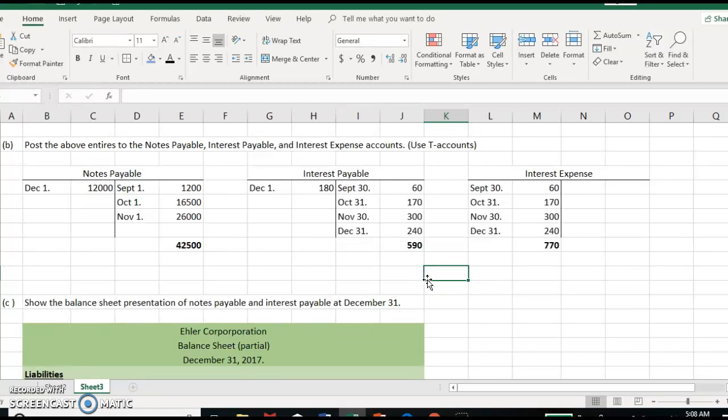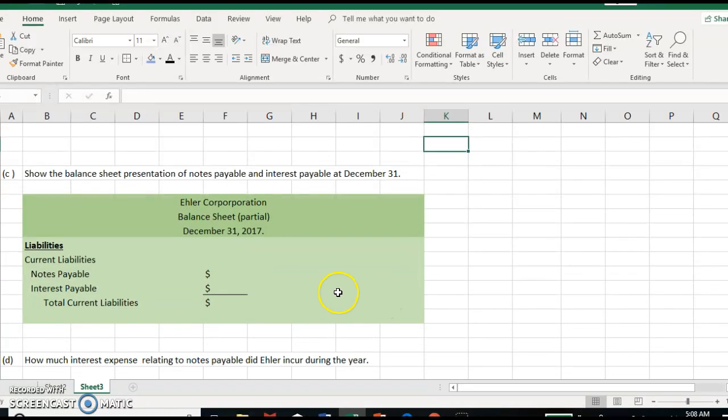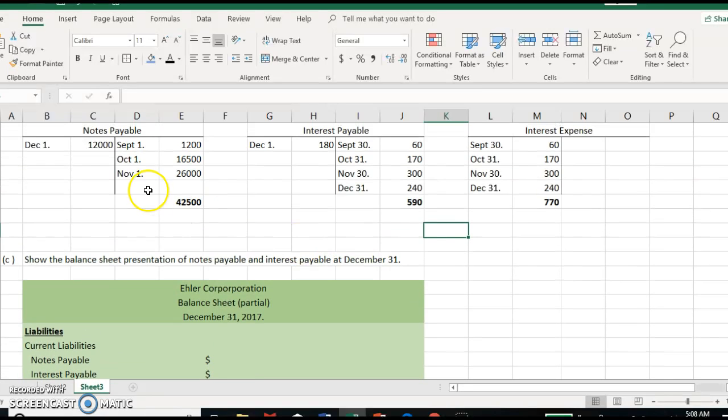All right. So the next part is to show the balance sheet presentation of notes payable and interest payable at December 31st. And so I have here a partial balance sheet for the liability section. And so when we look up at our T account, the notes payable is that balance there. So we will add that, $42,500.